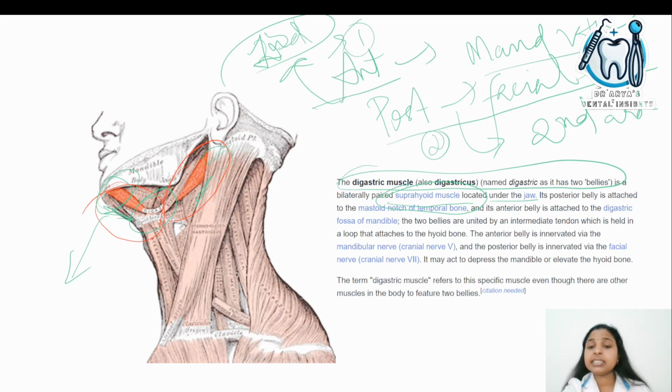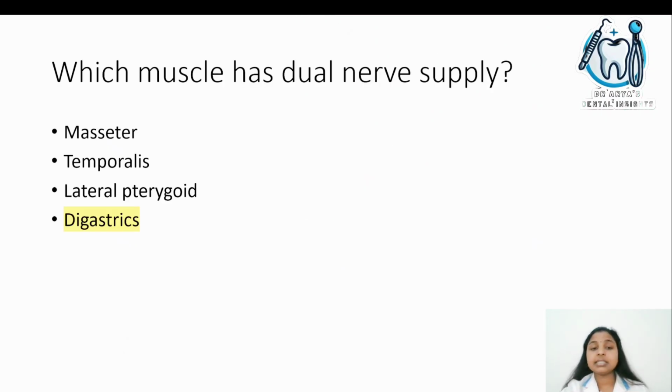The term digastric muscle refers to this specific muscle, even though there are other muscles in the body that feature two bellies. It may act to depress the mandible or elevate the hyoid bone. So the answer is digastric muscle. It has dual nerve supply: anterior belly, mandibular nerve, and posterior belly, facial.